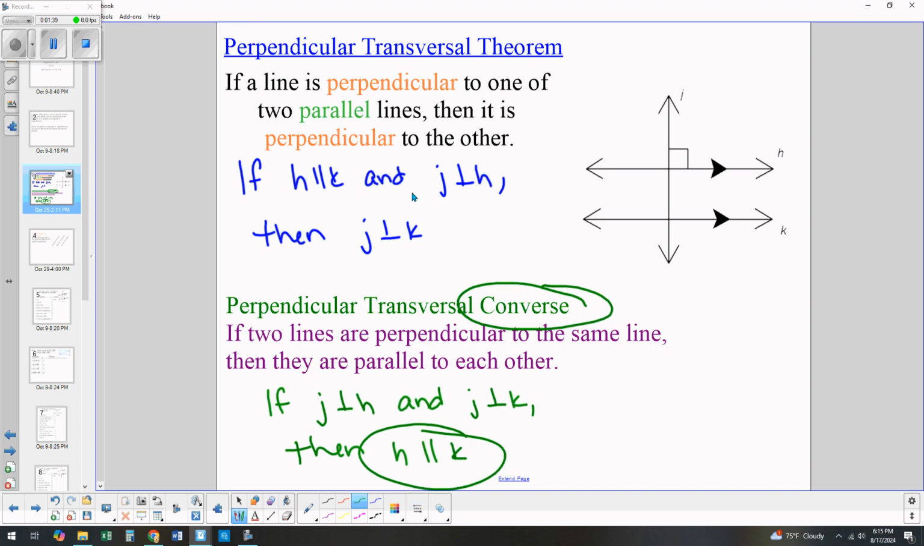And the theorem is not saying lines are parallel. Theorem, we already knew the lines are parallel and we're proving something else. The converse, we're trying to prove that the lines are parallel to each other.